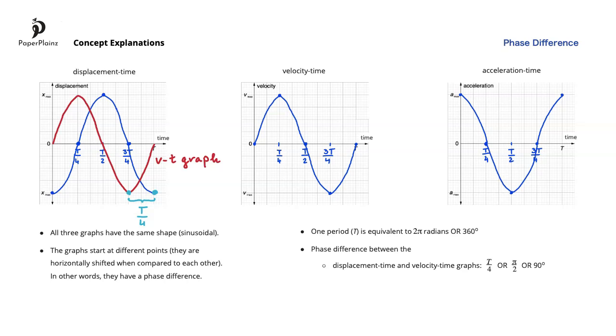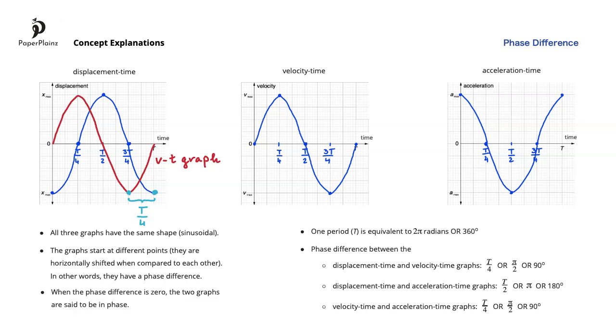Comparing the displacement time and the acceleration time graphs, we can see that the phase difference between them is T over 2 or pi or 180 degrees. Finally, the phase difference between the velocity time and the acceleration time graphs is T over 4 or pi over 2 or 90 degrees. A final note about terminology is that when the phase difference is 0, the two graphs are said to be in phase. This completes our discussion about phase difference.